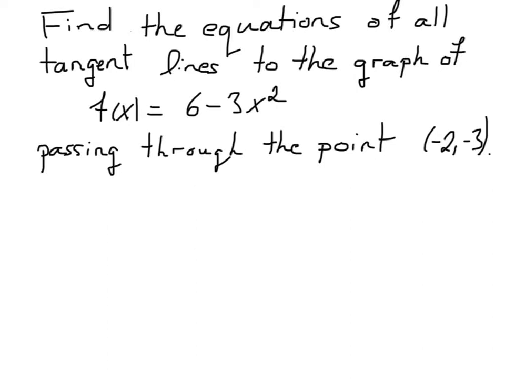Okay, so with this example, we're supposed to find the equations of all tangent lines to the graph of this function, f of x equals 6 minus 3x squared, that pass through the point minus 2, minus 3. Notice first of all that we're not actually asked to find the equation of the tangent line to this function at the point minus 2, minus 3, but the equations of all tangent lines to the graph of this function that happen to pass through this point. So it's a slightly more complicated question.